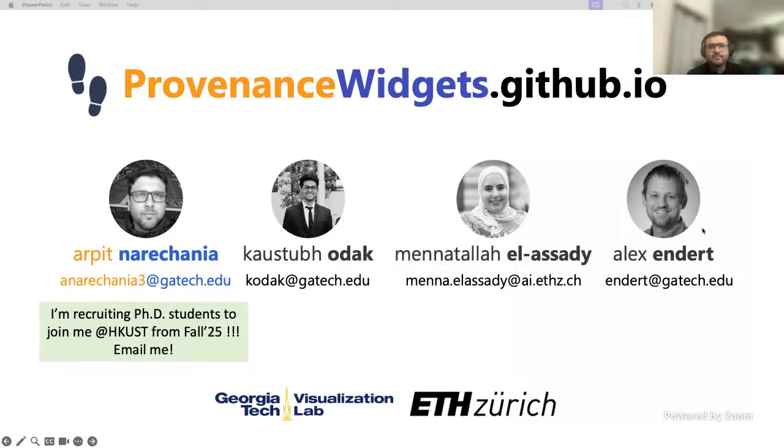Great talk. It's a really cool idea. Let me kick it off with a question. Do you see the applications of provenance widgets mostly in analytical interfaces, or could you even imagine this in, let's say, I want to shop for a television on Amazon.com?